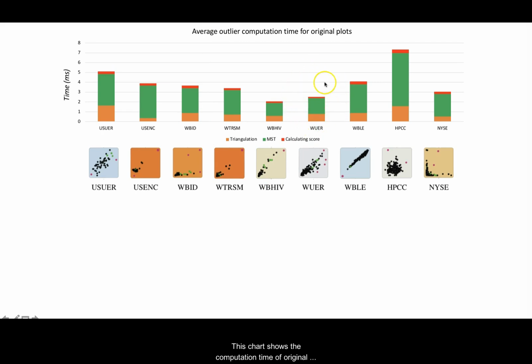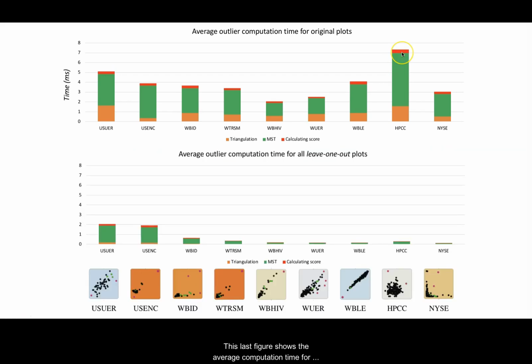This chart shows the computation time of the original scatter plot, averaged over the entire time series. As depicted, computing the minimum spanning tree, in green, is the most expensive step, while applying the box plot, in red, is fast. This last figure shows the average computation time for each leave-one-out subplot. As the number of data points in the scatter plot increases from left to right, the total computation time decreases. This is because the outlying computation time is independent of n.